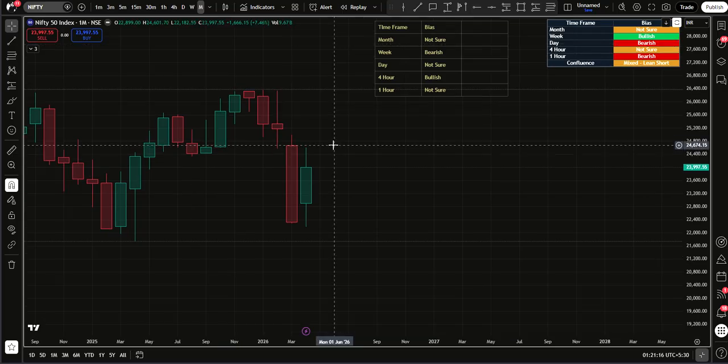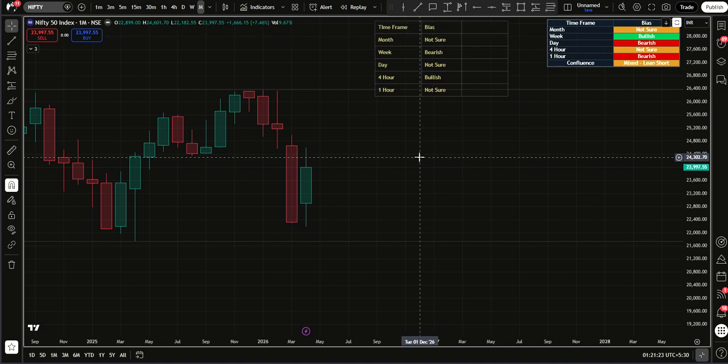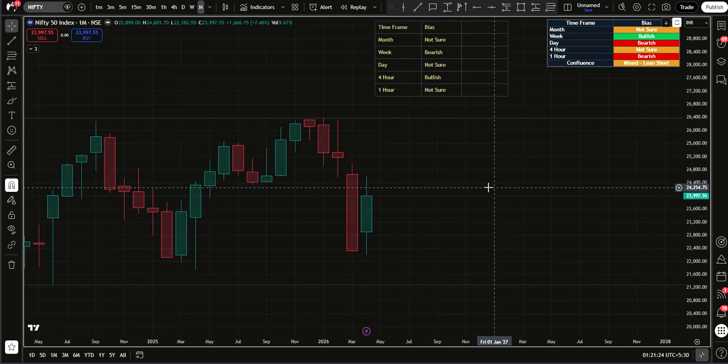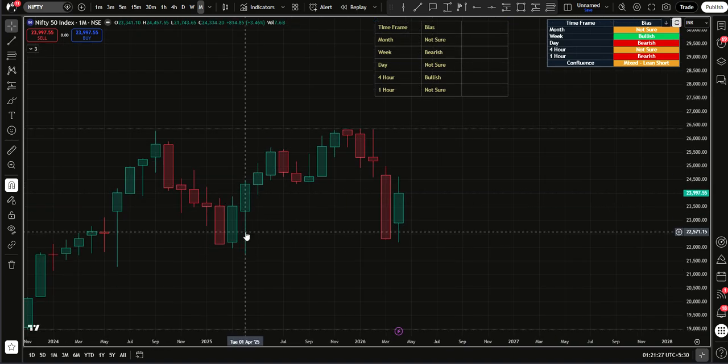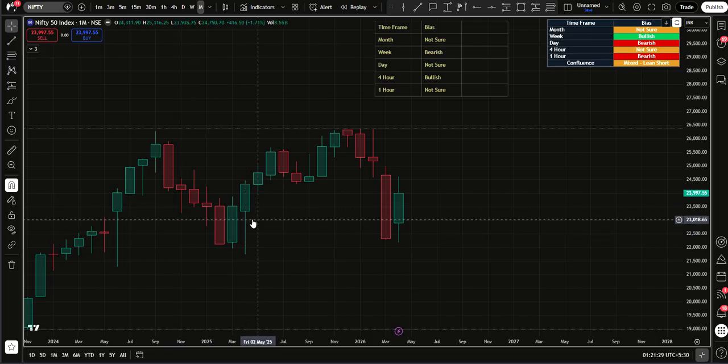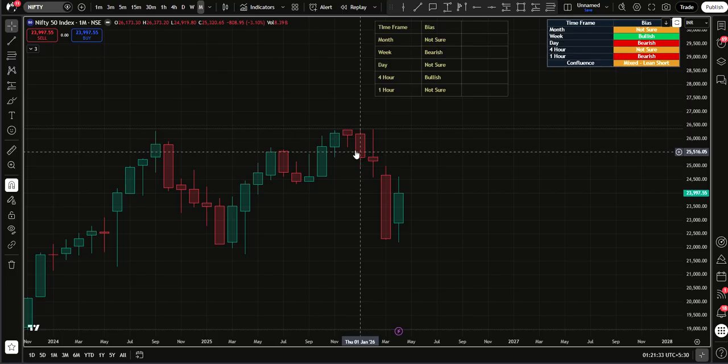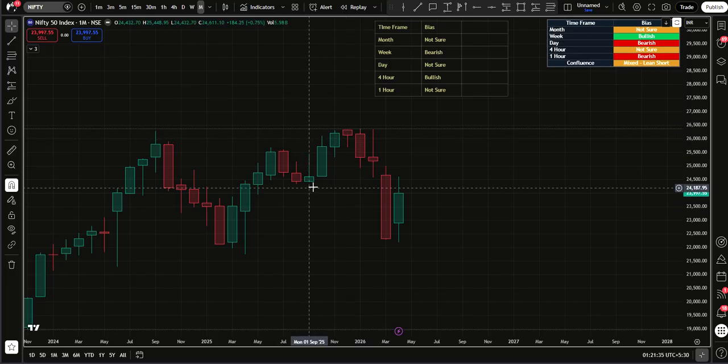On a monthly time frame, as you can see, I have a bias that is not sure. Just means I am not sure what the bias of Nifty is. Why am I not sure? Because there are no higher lows created or lower highs created. Higher lows is bullish and lower highs is bearish. It's as simple as that.